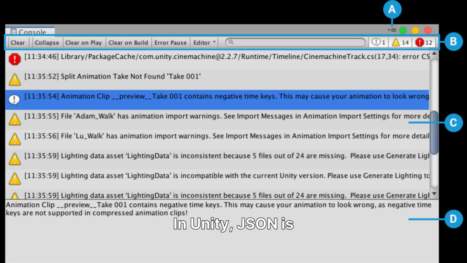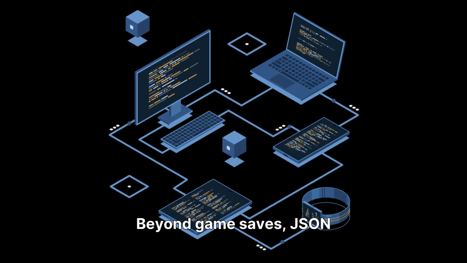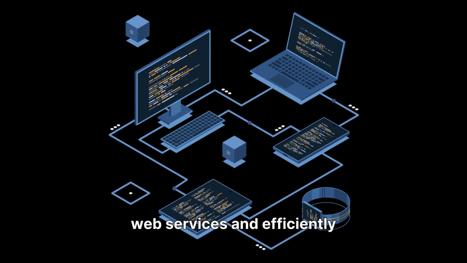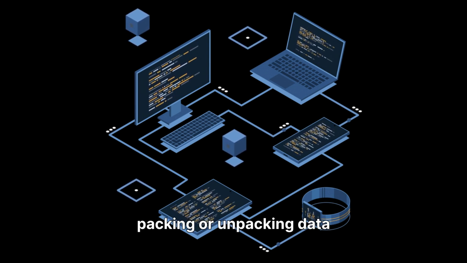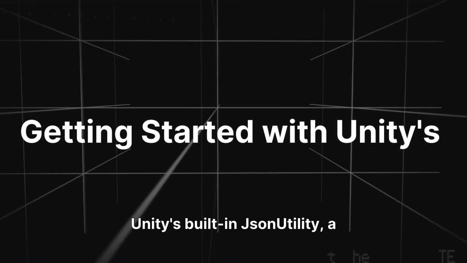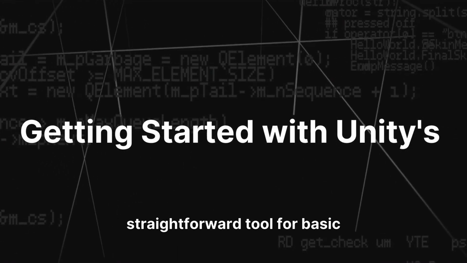In Unity, JSON is essential for data serialization, which converts data into a format that can be easily stored and reconstructed. This is vital for saving game data like player progress, settings, and configurations. Beyond game saves, JSON finds real-world applications in Unity for interacting with web services and efficiently packing or unpacking data for various functionalities. Now, let's dive into Unity's built-in JSON utility, a straightforward tool for basic serialization tasks.